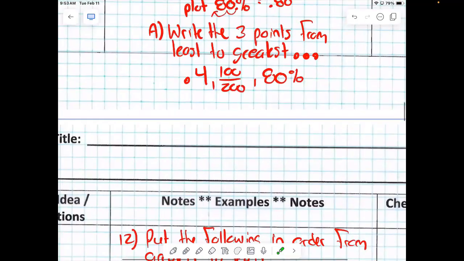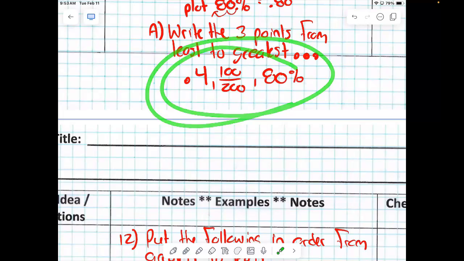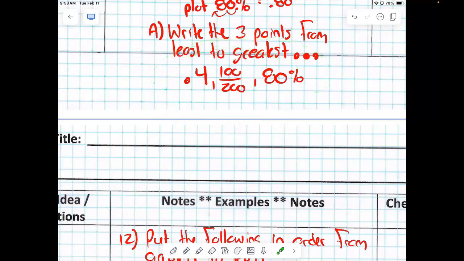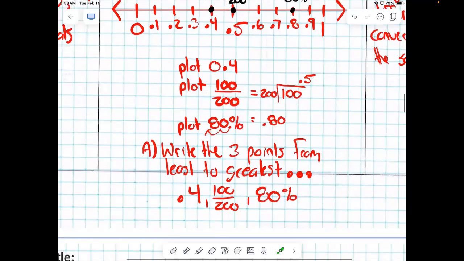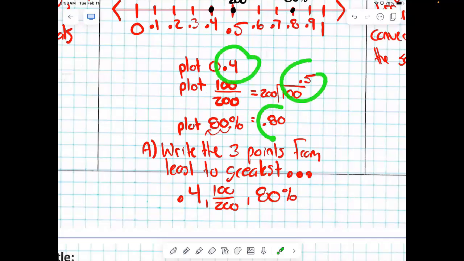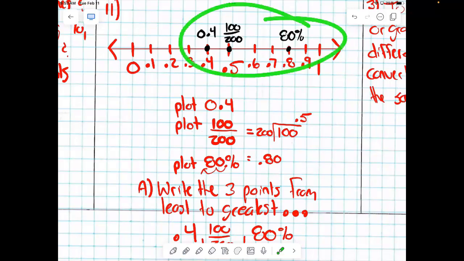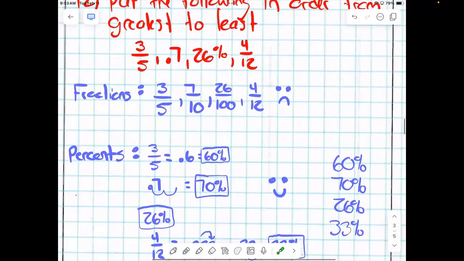How about if I want to compare these 3 numbers in order, if I want to put them in order from least to greatest? Is it okay to leave them in 3 different forms? No? What do I need to convert them all to? No, I need to convert them to the same. So in this case, did I already convert them all to decimals? I did? Did I even put them on the number line? Okay. So here we go.